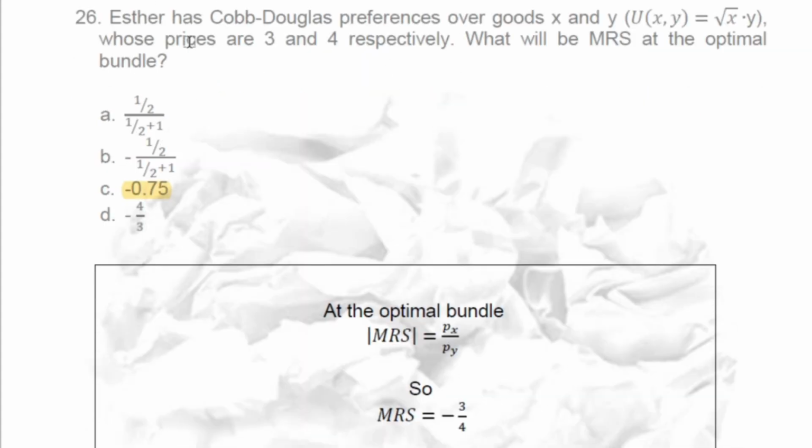The point here is that the question tells me at the optimal bundle. And at the optimal bundle, the MRS is this. This is another beautiful question. We don't need to calculate the MRS, so what I gave you here was not necessary.